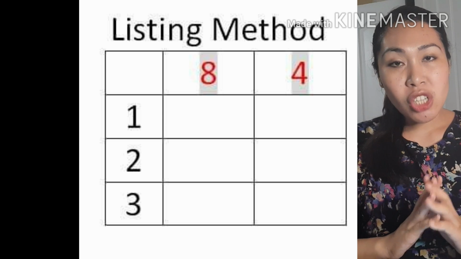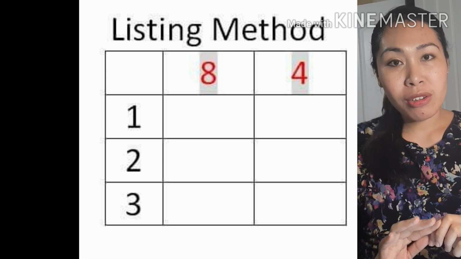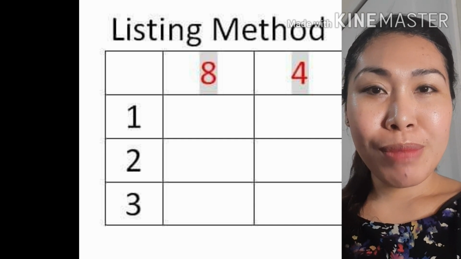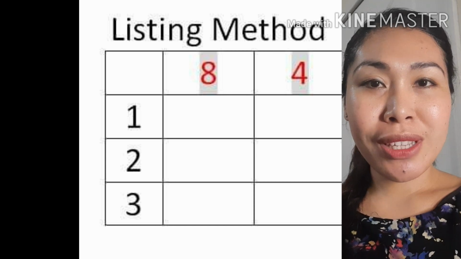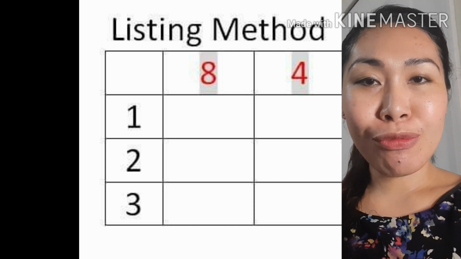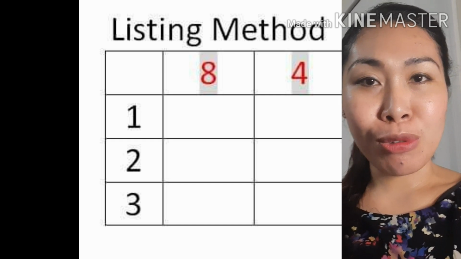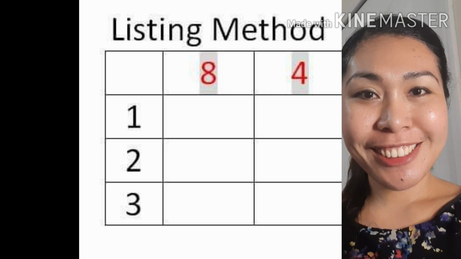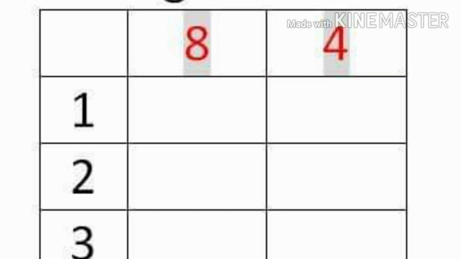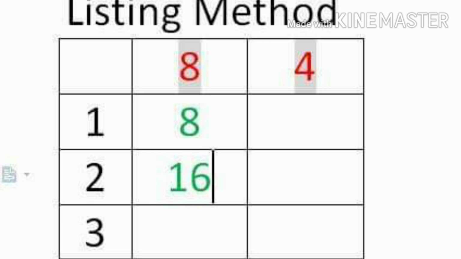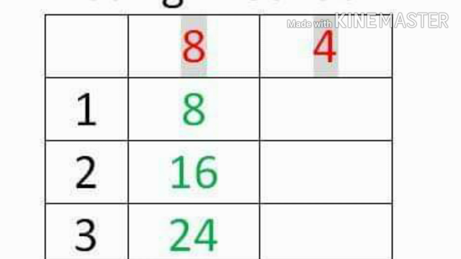So I am going to list all the multiples of 8 and 4. When we say multiples, that means a number being multiplied by an integer. In this case, we are going to multiply 8 and 4 by the numbers 1, 2, and 3, and that would give out our multiples of 8 and 4. So let's start with 8. If I multiply 8 by 1, it will give me 8. If I multiply 8 by 2, that would give me 16. 8 multiplied by 3 would give me 24.